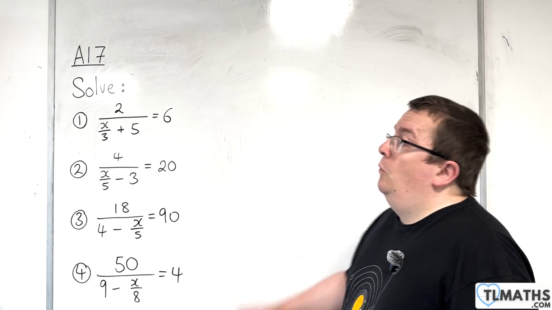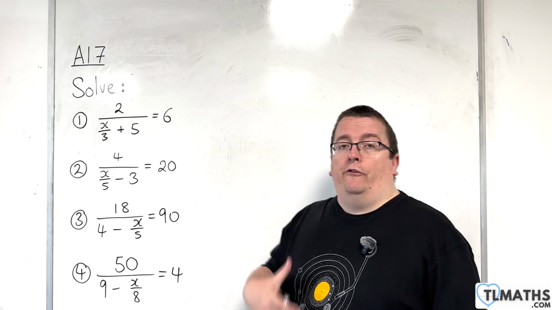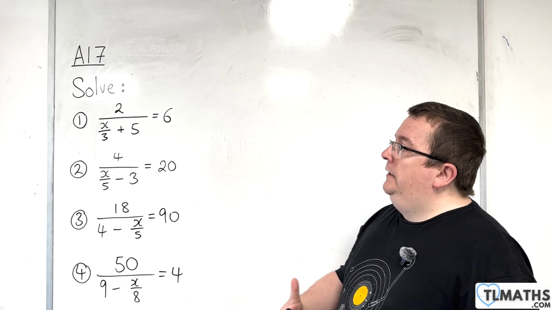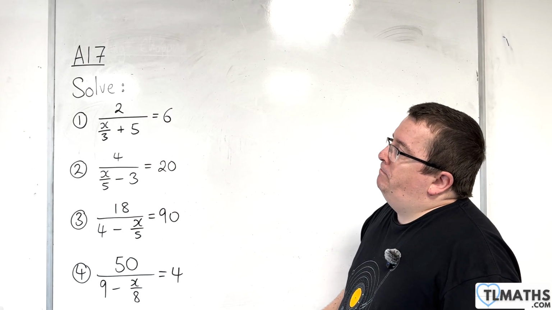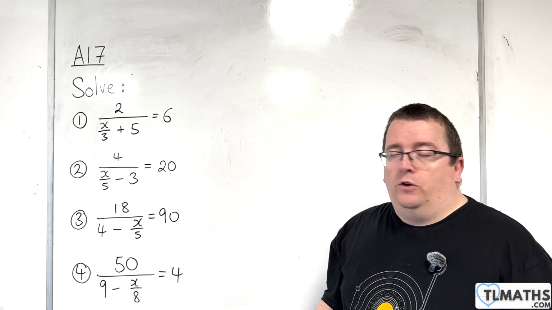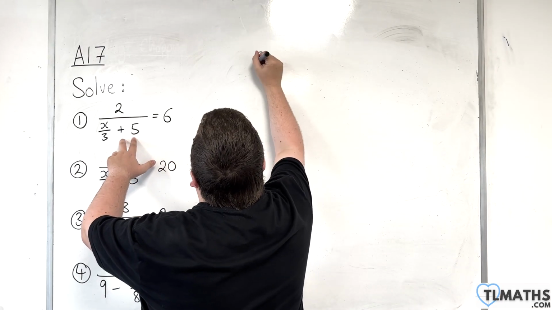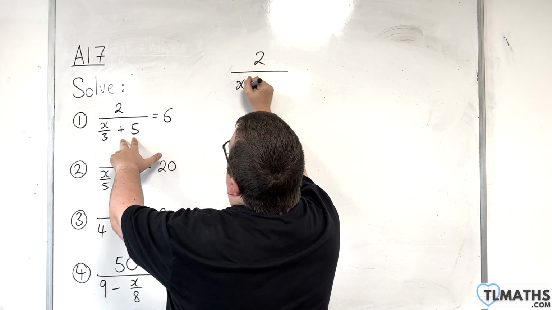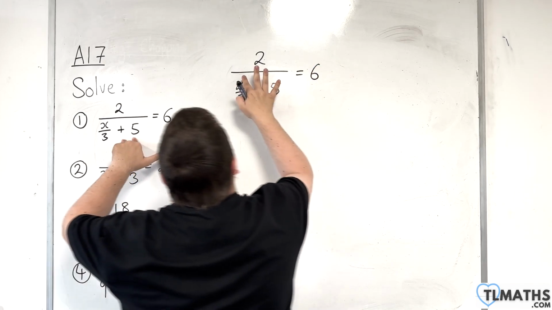So in this video, we're going to go through some examples of having nested fractions, where we've got fractions inside fractions. And in this case, we've got fractions within the denominator, and just to see how we can work with these. Now, if we take a look at our first one, we've got 2 over x over 3 plus 5 is equal to 6. Let me just rewrite that.